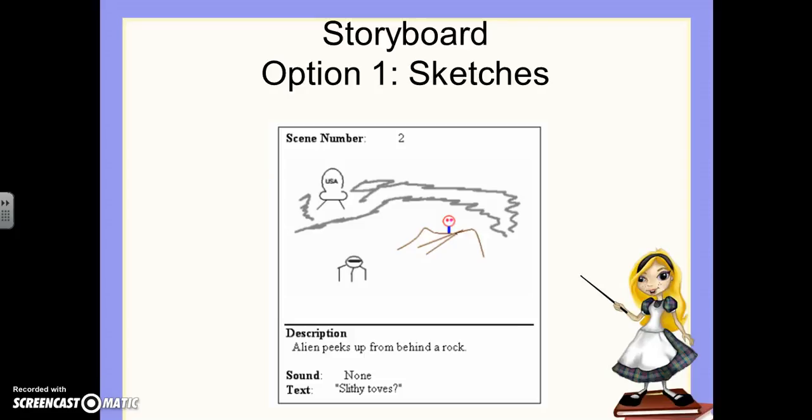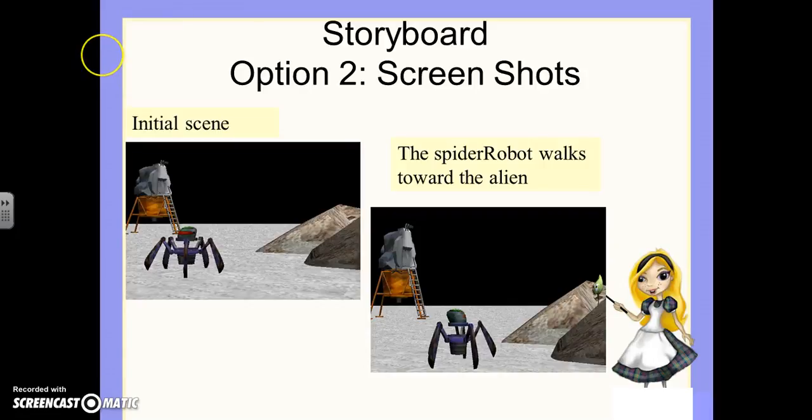So here is an example of what the scene is going to look like. You can see that there's the USA object over there, there's the robot, and then there's also the alien behind the rocks. So the description that's going to go along with the picture is the alien peeks up from behind a rock, there is no sound, and the text, which is what the alien is going to say, is Slippy Toes. Now another option is to take screenshots to create a storyboard. So you can see the picture for the initial scene, which is the space background with all the objects in it. And then the second picture is going to be a picture of the spider robot walking towards the alien while the alien pokes his head out from behind the rock.